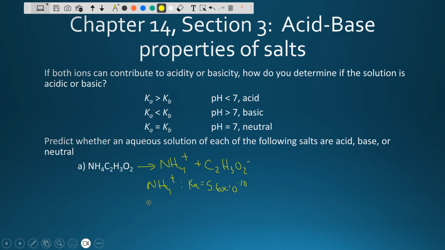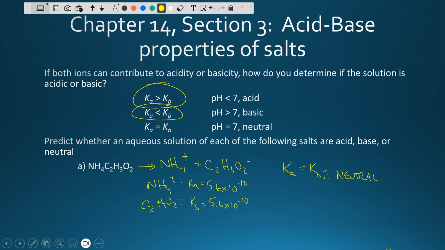And if I look at my acetate, C2H3O2, now again, we're trying to get a balancing act with my Kas and Kbs. So if I look up my value on this one, my Kb value is going to be 5.6 times 10 to the negative 10. What just happened? My Ka equals my Kb. And so what that ends up being is neutral, okay?